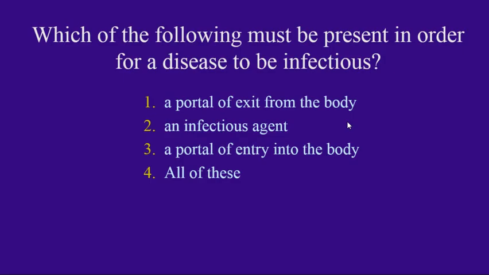Okay, so which of the following must be present in order for a disease to be infectious? A portal of exit from the body, an infectious agent, a portal of entry into the body, or all of these?